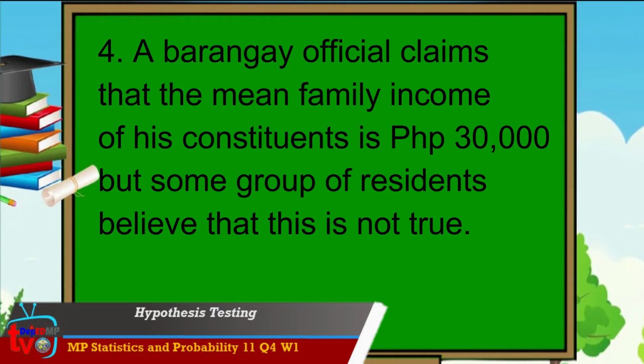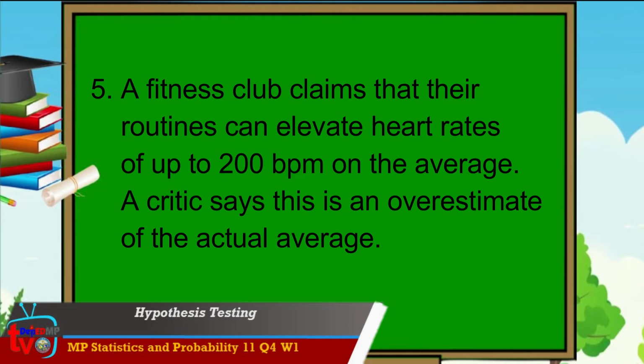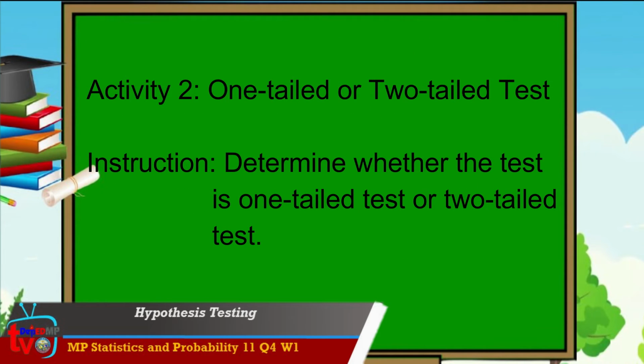Number 5. A fitness club claims that their routines can elevate heart rates up to 200 BPM on the average. A critic says this is an overestimate of the actual average. Activity 2. Determine whether the test is one-tailed test or two-tailed test.